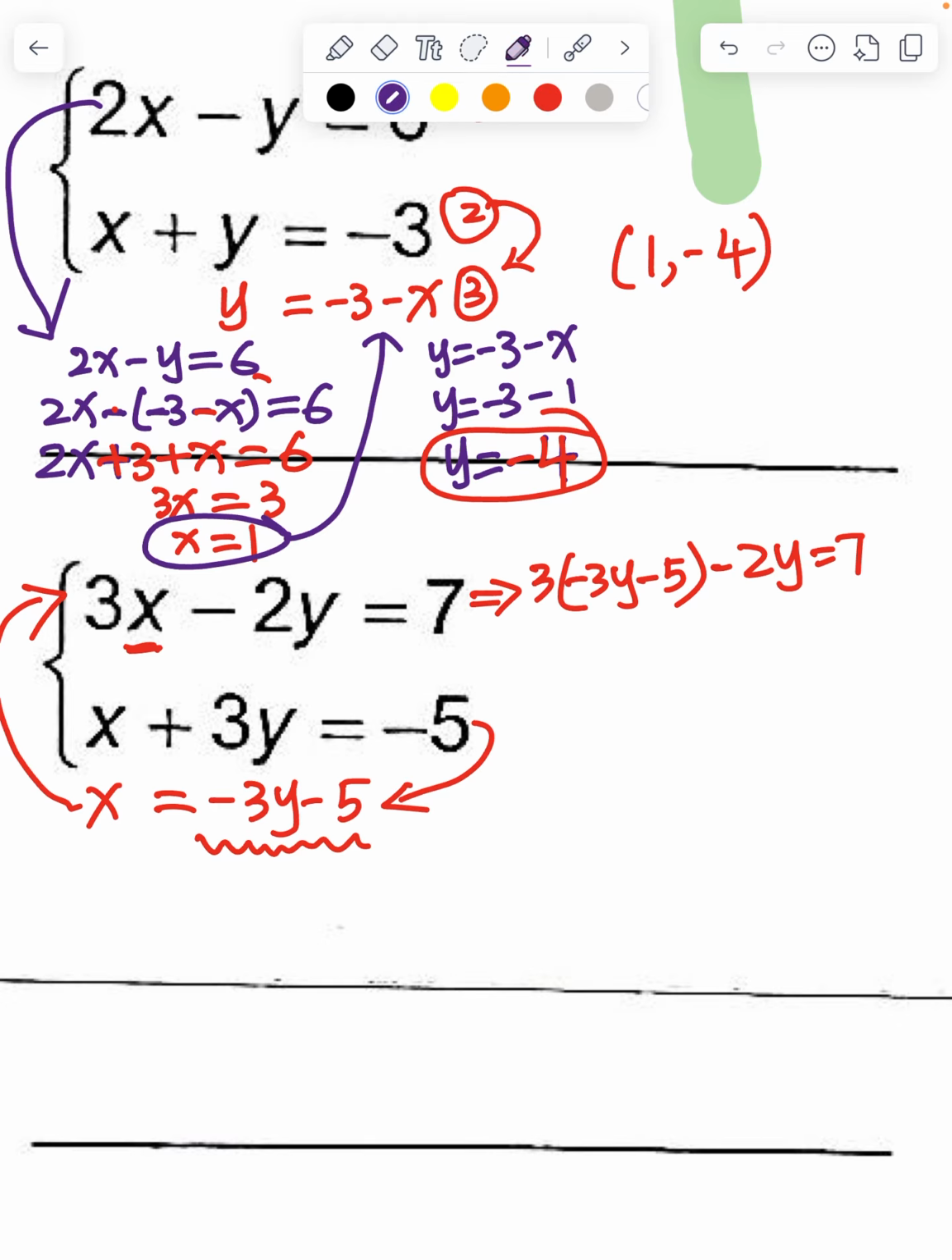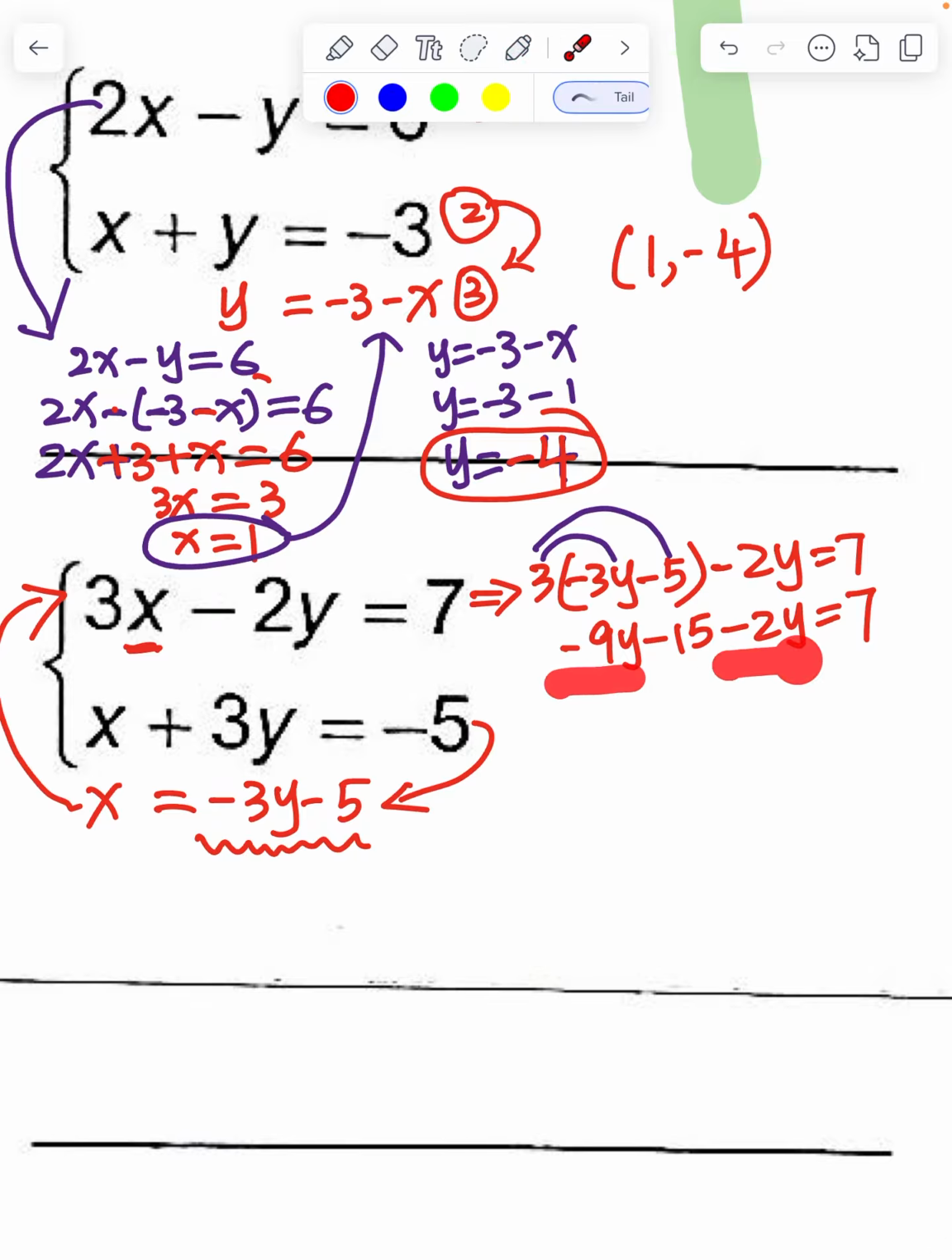Now distributive property. We have a number multiplied by a parenthesis, so to get rid of the parenthesis, we have to multiply the number by everything inside the parenthesis. So 3 times negative 3y, that's negative 9y. 3 times negative 5, that's negative 15. Minus 2y equal to 7. Now like terms, y. Negative 9 minus 2y, that's negative 11.